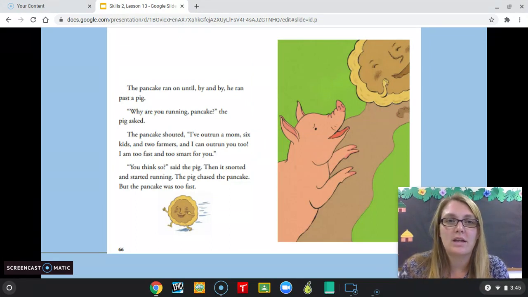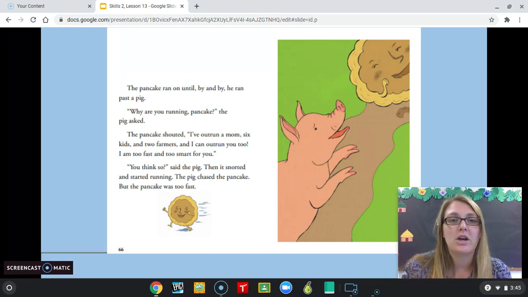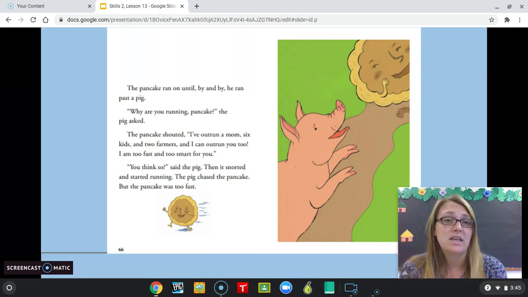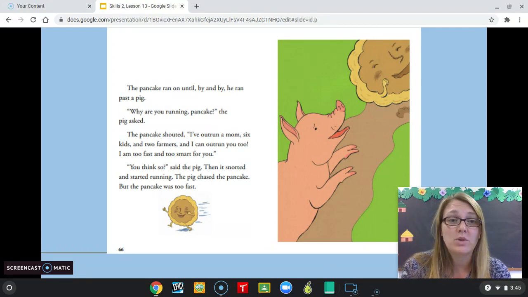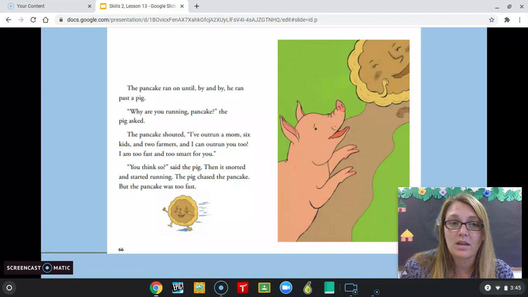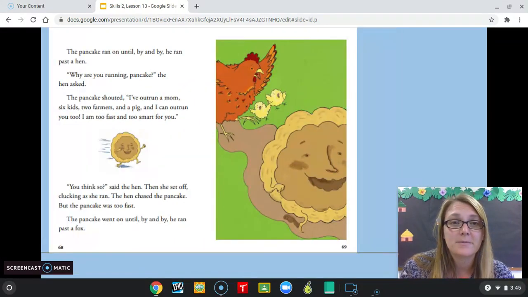The pancake ran on until, by and by, he ran past a pig. "Why are you running, Pancake?" the pig asked. The pancake shouted, "I've outrun a mom, 6 kids, and 2 farmers, and I can outrun you too. I am too fast and too smart for you." "You think so?" said the pig. Then it snorted and started running. The pig chased the pancake, but the pancake was too fast.